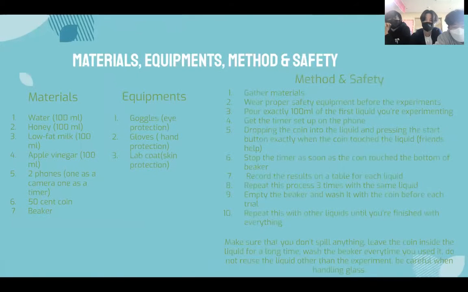Material, equipment, method, and safety. These are the material and equipment that we will use while carrying out the experiment and the method we will follow while carrying out the experiment.